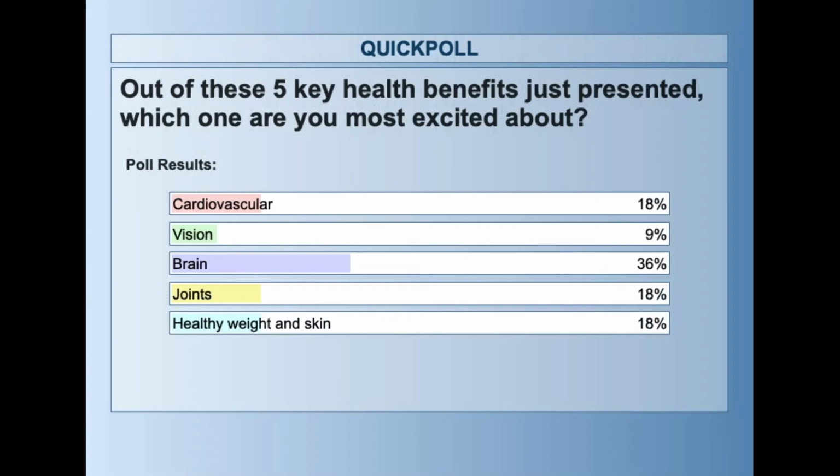Right. Yeah. So you see them: 18% cardiovascular and joints, healthy weight and skin, and 9%.